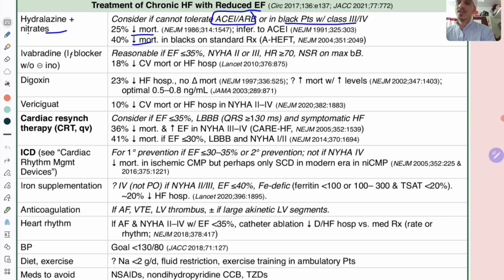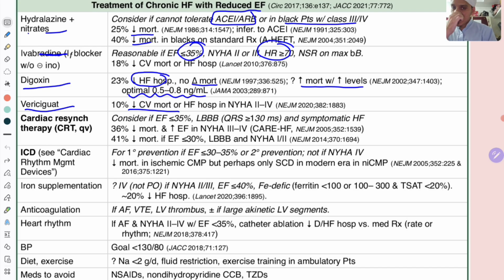Okay, ivabradine, if the ejection fraction is less than 35%, and heart rate is more than or equal to 70. Okay, digoxin, it decreases the HF hospitalization, but there is no change in mortality. Increased mortality with increased levels. That's why you should use a low dose, 0.125 mg. Optimal serum level should be 0.5 to 0.8 nanogram per ml. Vericiguat, so it decreases the CV mortality and HF hospitalization.